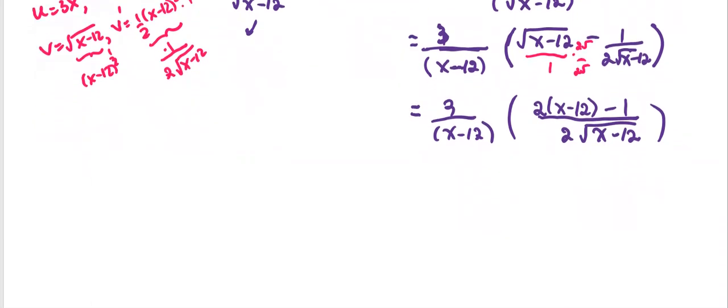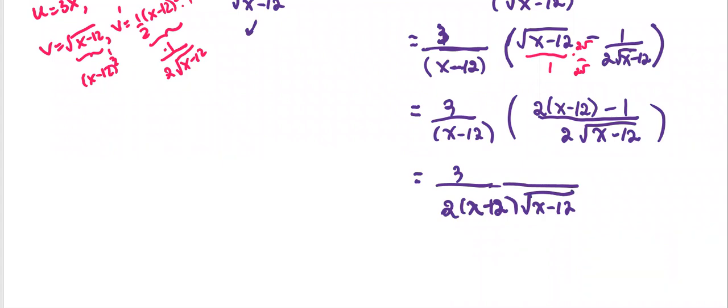Next, we're going to simplify the numerator. So 3 divided by, now you can put the denominator all together as 2 times the quantity x minus 12 square root x minus 12. And then the numerator here is 2 times x, 2 times negative 12. So it becomes 2x minus 24 minus 1.